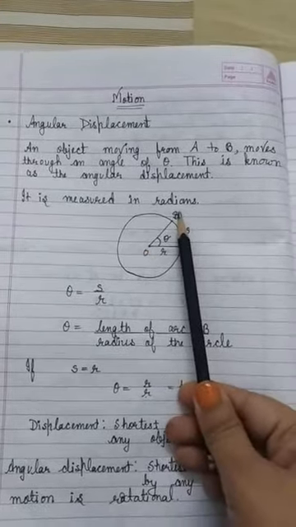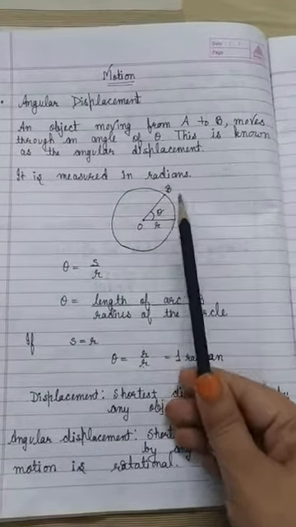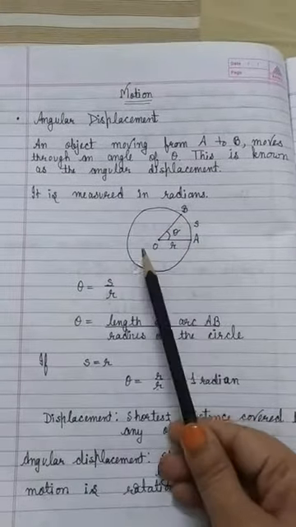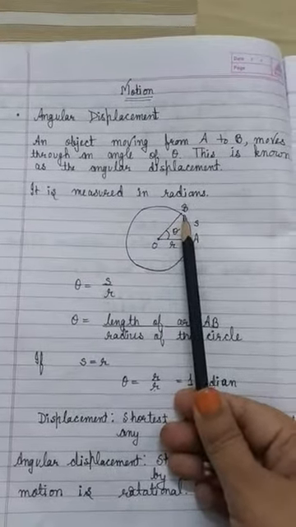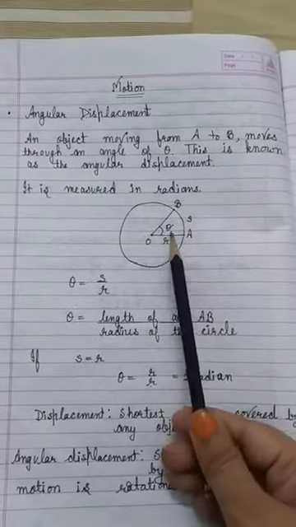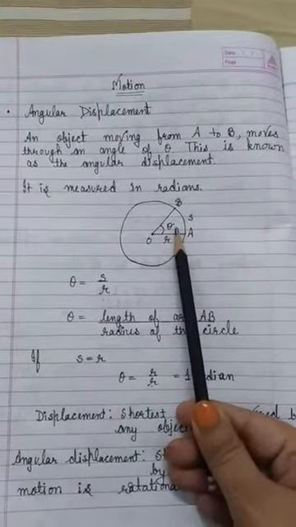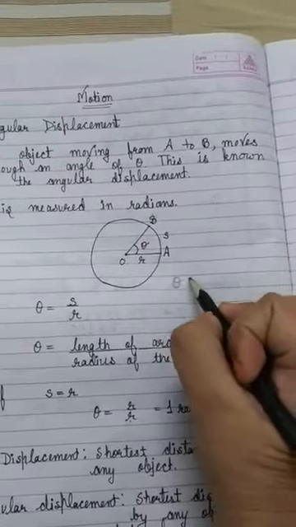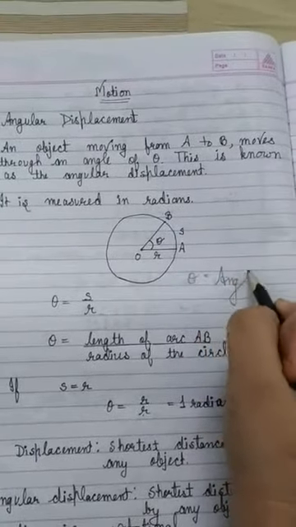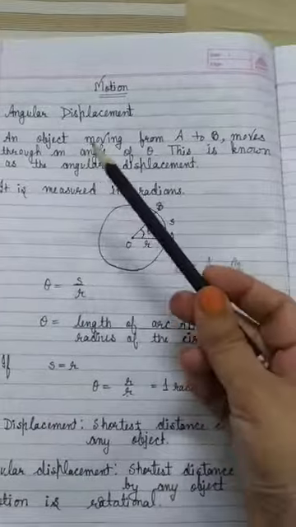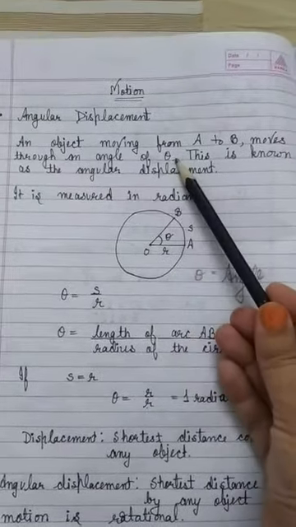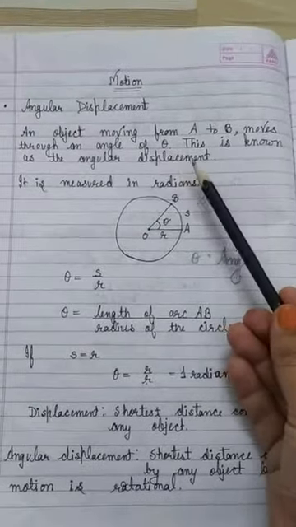And the rotational displacement AOB, ये दो तरीके के displacement cover कर रही है. एक तो AB which is the arc, and the second one is the rotational displacement which is AOB and denoted by theta. So theta here is an angle. So an object moving from A to B moves through an angle of theta. This is known as angular displacement.